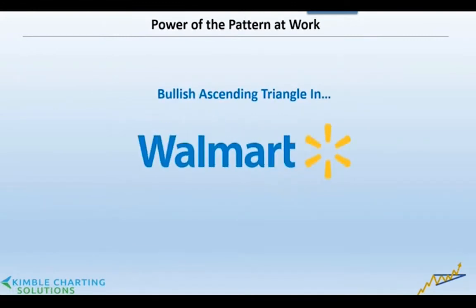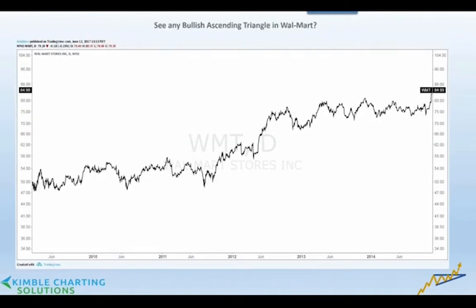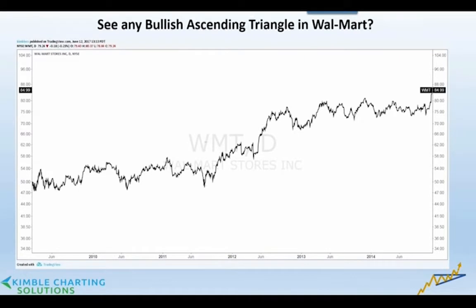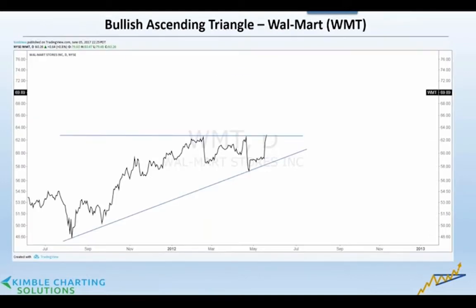So we're going to look at a bullish ascending triangle in Walmart that premium members saw take place. As you look at this chart, do you see any bullish ascending triangle taking place? Well, here we're going to highlight it, and we're going to dig in a little bit deeper. Walmart had established an uptrend. That's one thing that we wanted to talk about, one of the key characteristics. It established a trend of higher lows.